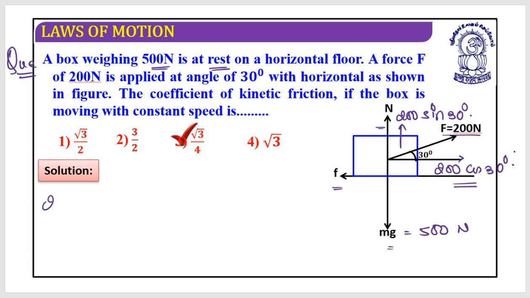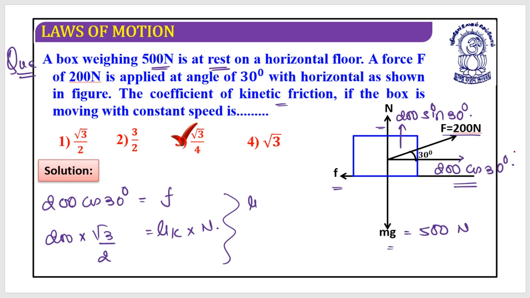So what we need to do is, 200 cos 30 degrees should be equal to friction, and from this we can get the value of mu k, because it's the coefficient of kinetic friction. So this is mu k multiplied by normal. This is 200 cos 30, and cos 30 is root 3 by 2. So that is equal to mu k multiplied by N, that is equal to 100 multiplied by root 3. Is it clear?